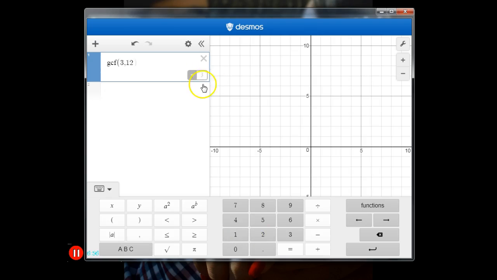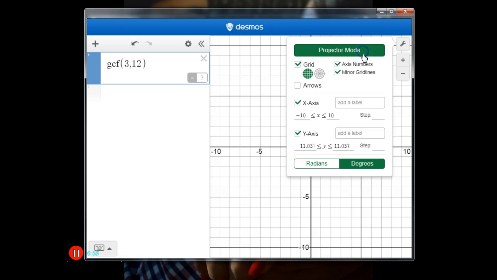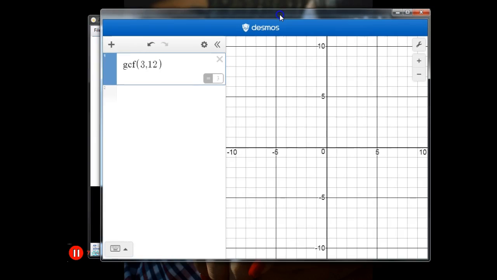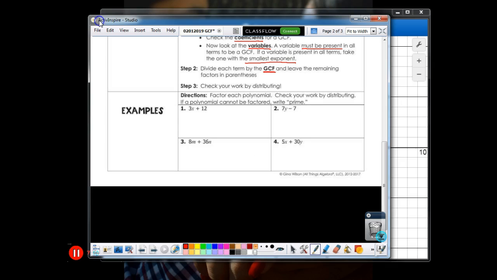And so if you see here, this is a 3. This is a 3 right here. So that means the GCF is 3 out of those 2 numbers. So what I'm going to do is I'm going to divide each term by 3. But first I need to check variables. So here I have an x. Here I don't have an x. So I can't take out an x. I can only take out the numbers. So I'm going to divide each one by 3.